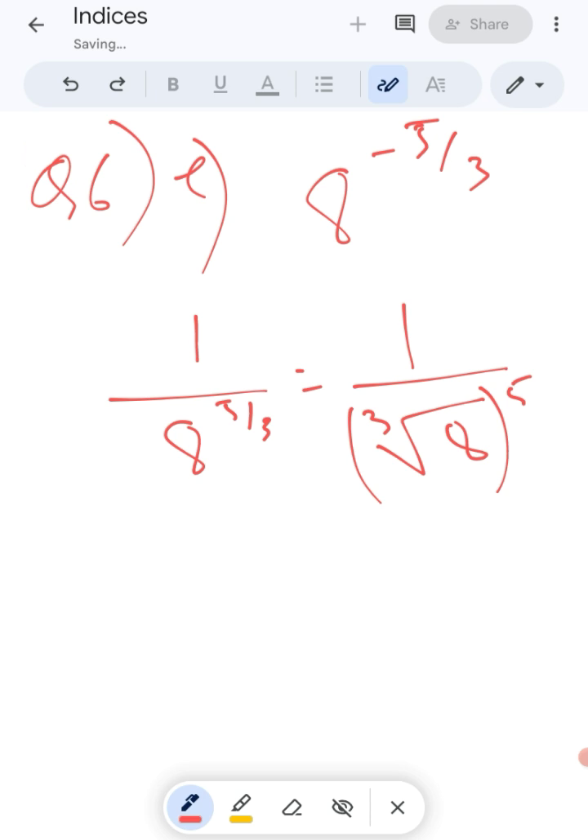Agreed? Now, what is going to be the cube root of your 8? It's going to be a 2. Now for 2, you have to do the power 5. What do I get? 1 upon 32. Okay. Moving on to part F.